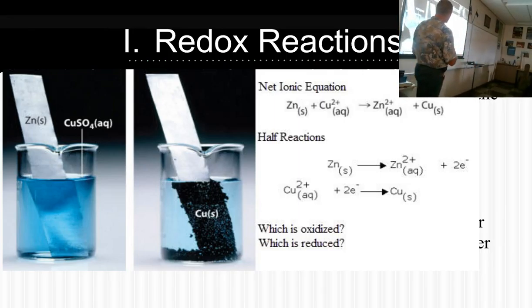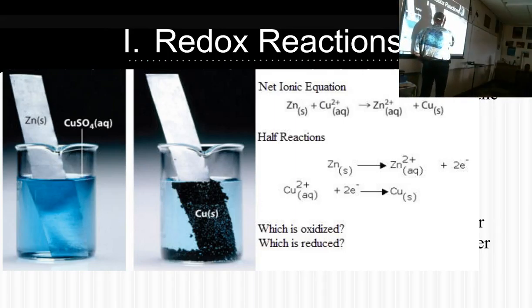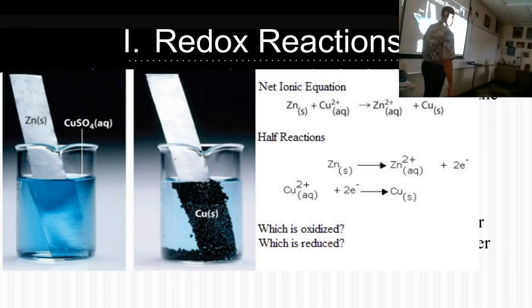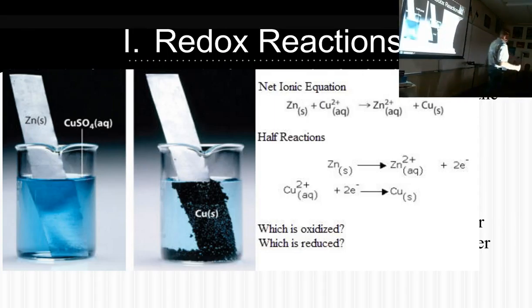It's sometimes helpful to write these things as half reactions and just show that the zinc went from a solid by itself to an ion in solution. And so we have electrons that were taken away, and that shows very clearly that it's been oxidized. And here we have 2 electrons being added to copper to make it just itself, and so that shows very clearly that it's been reduced. So sometimes it's helpful to write just a half reaction, and then it helps you see where the electrons are going.